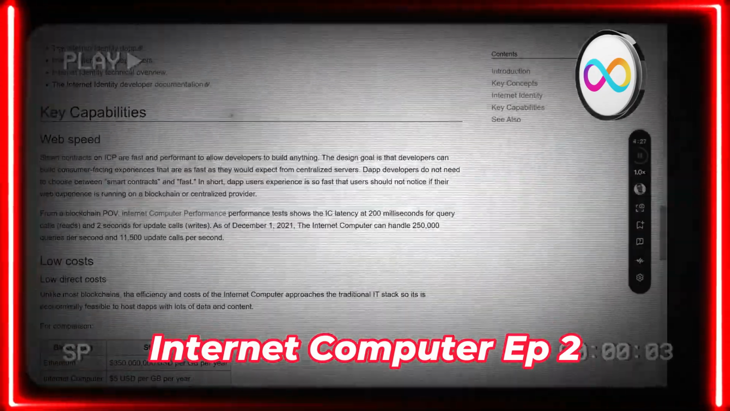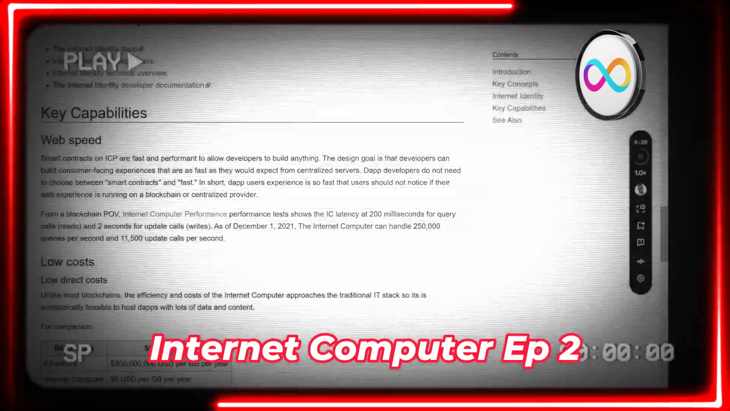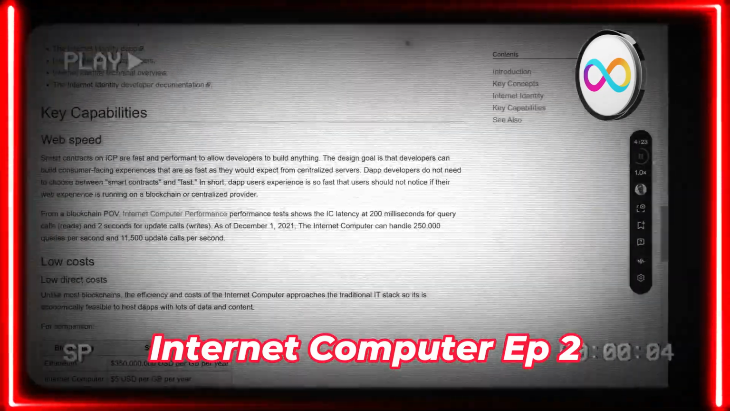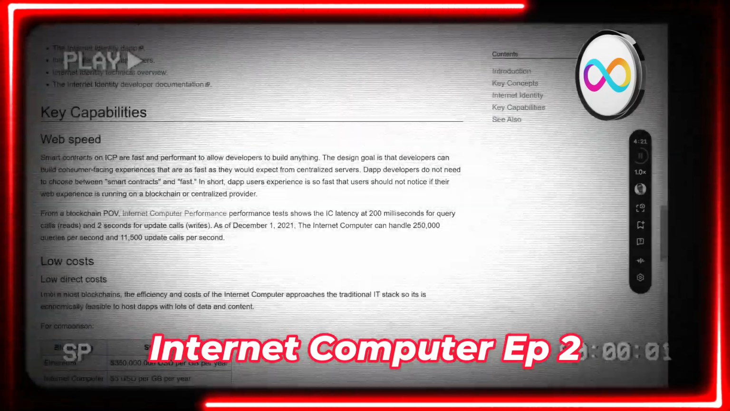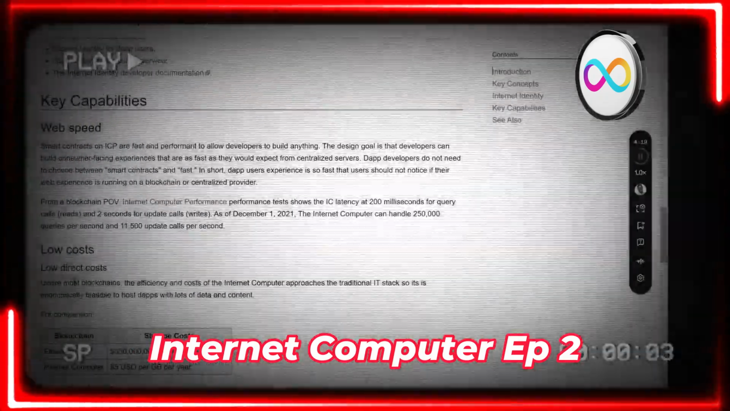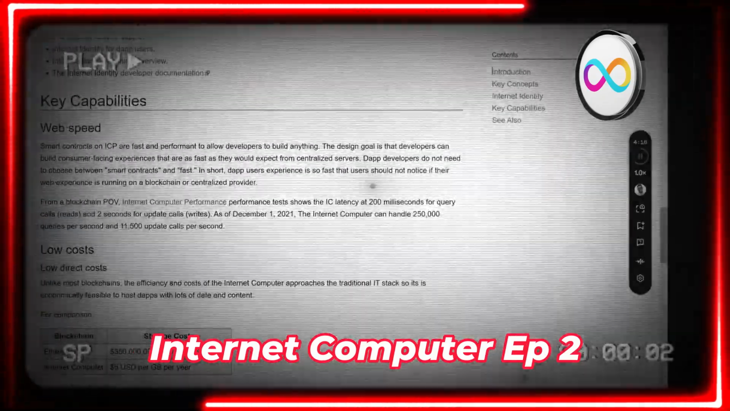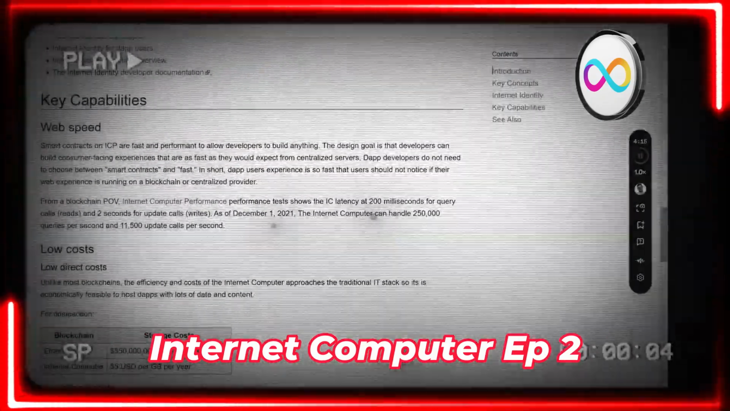From a blockchain point of view, the Internet Computer performance test shows the IC latency at 200 milliseconds for query calls (reads) and 2 seconds for update calls (writes). As of December 1, 2021, the Internet Computer can handle 250,000 queries per second and 11,500 update calls per second.